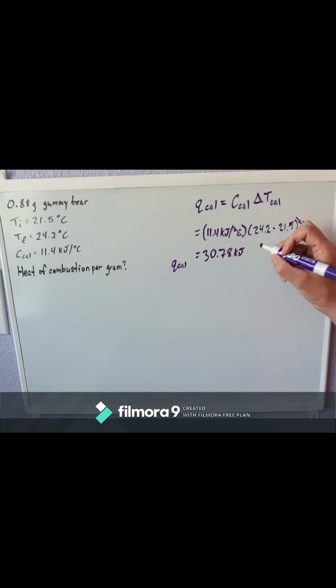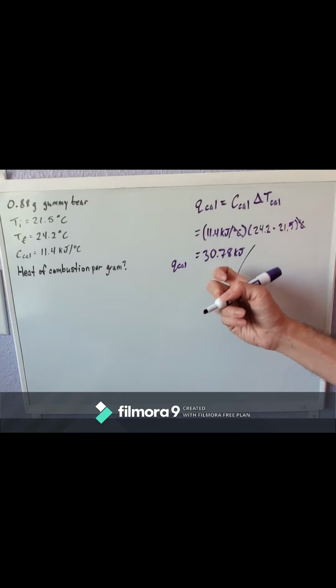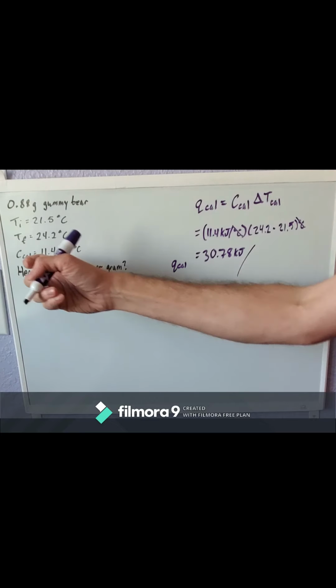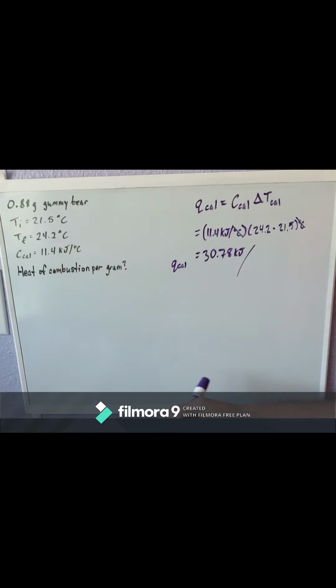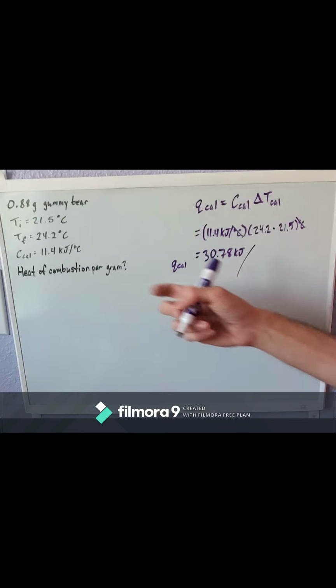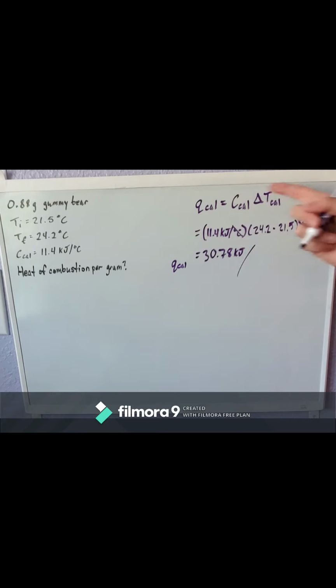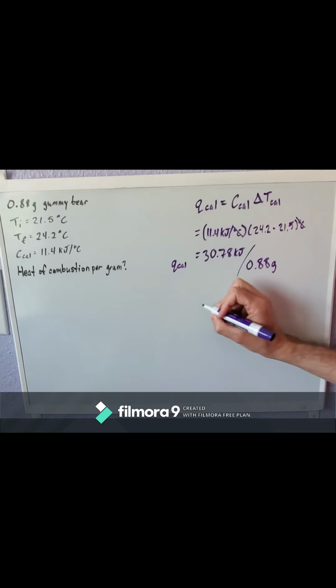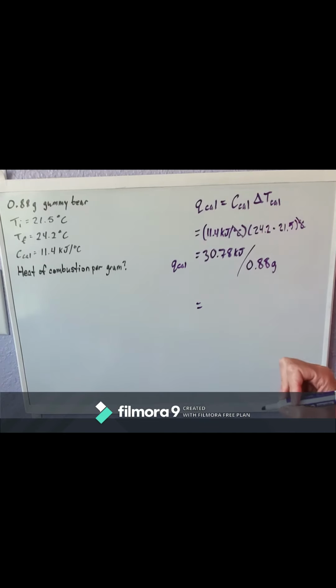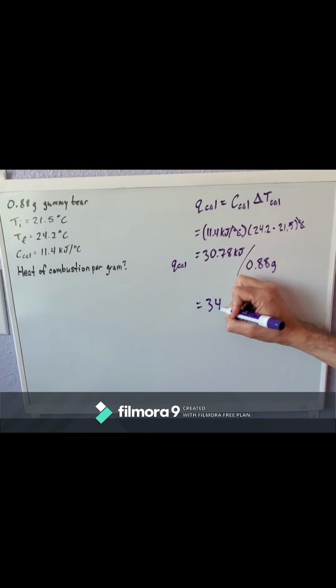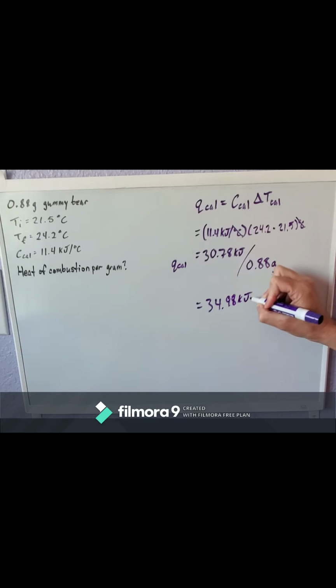For the heat of combustion per gram, since we're given the Q cal, the last thing we have to do is figure out the conversion. If we have 30.78 kilojoules, and we're given a conversion between kilojoules and Celsius, we can also use a conversion between kilojoules and mass. We know the mass is associated with this amount of energy because that's what we just calculated. So if this is the energy released by 0.88 grams of a gummy bear, we can solve for all of this, and the heat of combustion per gram comes out to 34.98 kilojoules per gram.